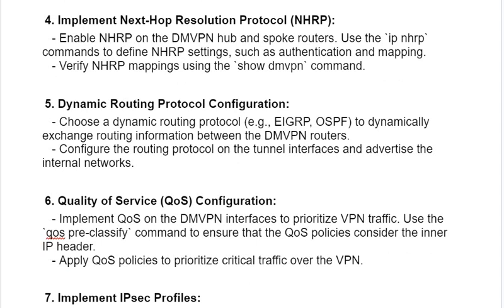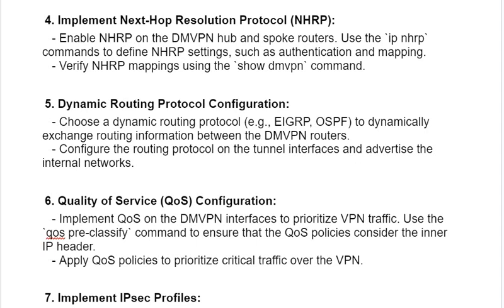Our fifth solution is dynamic routing protocol configuration. Choose a dynamic routing protocol, for example EIGRP or OSPF, to dynamically exchange routing information between the DMVPN routers. Configure the routing protocol on the tunnel interface and advertise the internal networks.